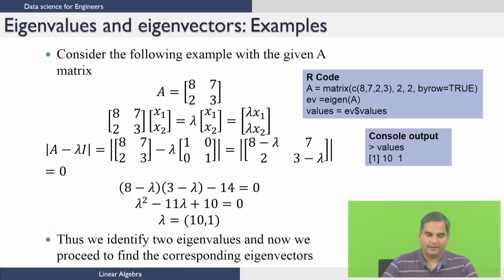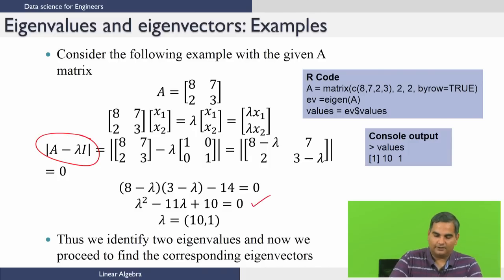Let us consider the matrix A, which is 8, 7, 2, 3, and let us compute this determinant of A minus lambda I. So you get the following equation, and you get a quadratic equation here. Notice an interesting thing here. If I have an n by n matrix, the determinant in lambda would be an nth order polynomial. In this case, I have a 2 by 2 matrix, so the determinant is a function of lambda which is a quadratic. And if it is 3 by 3, it will be cubic and so on. So this opens out the possibility of a solution to this equation being complex also. So this is an important point to note here.